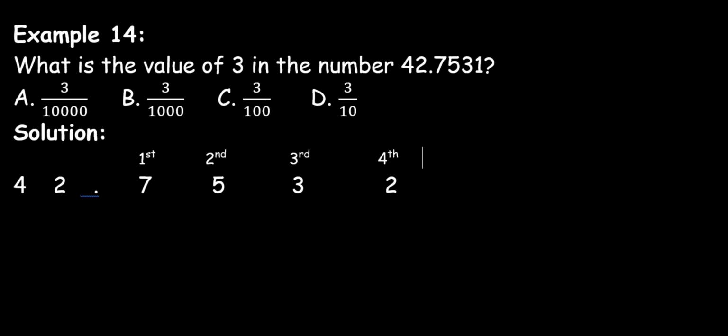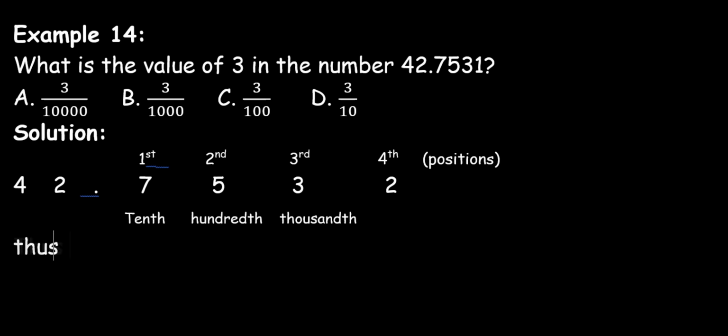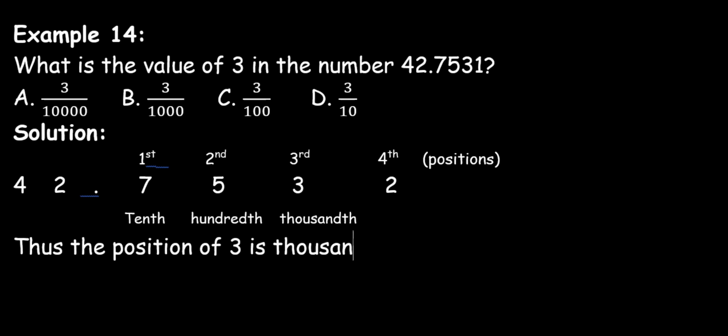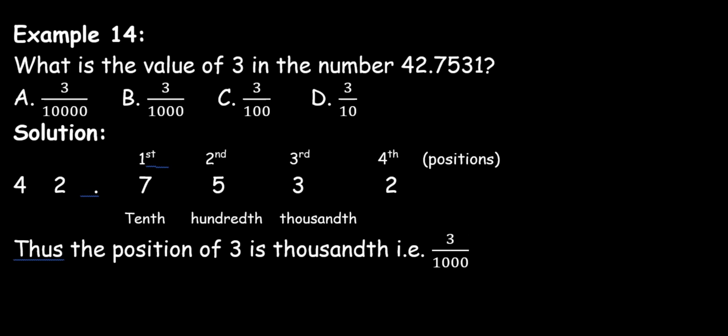Those are the positions. We have learned earlier that after the decimal point, the first number is in the tenths, the second number is in the hundredths, and the third number is in the thousandths. Thus, the position of 3 in our given number is thousandths. That is 3 over 1,000.